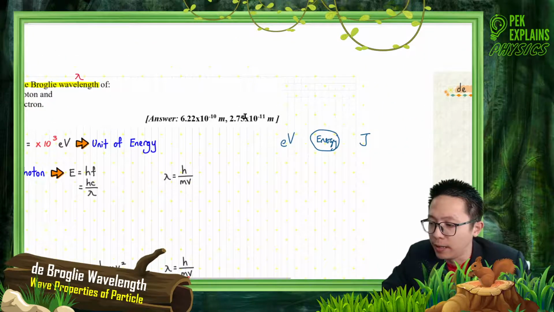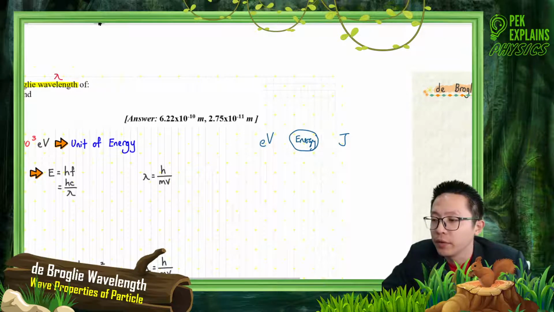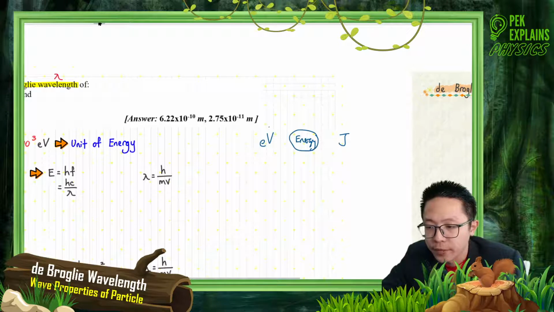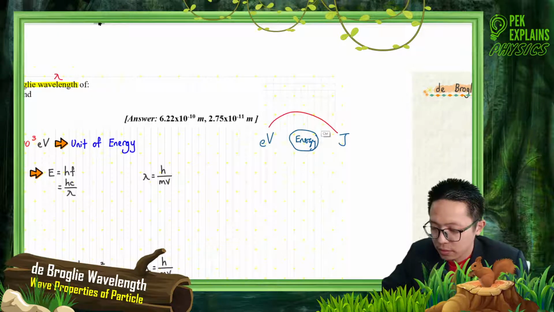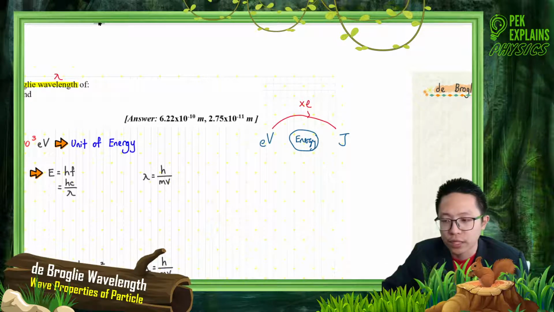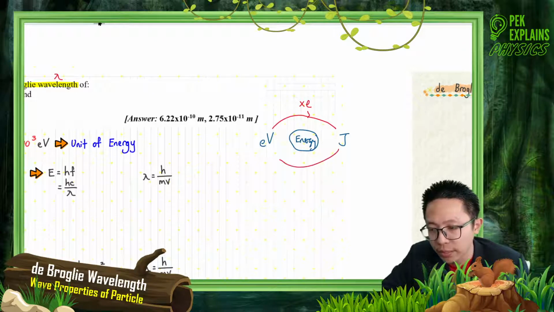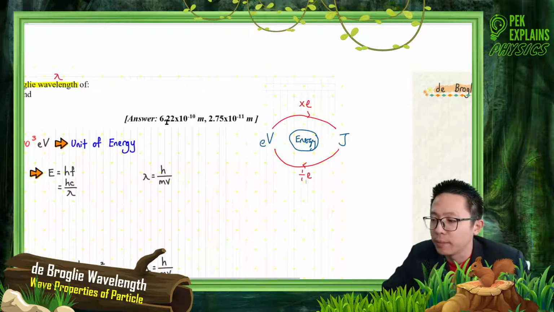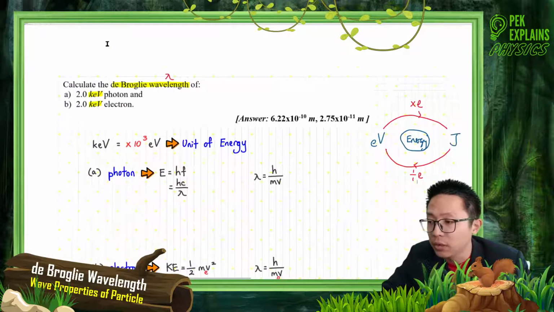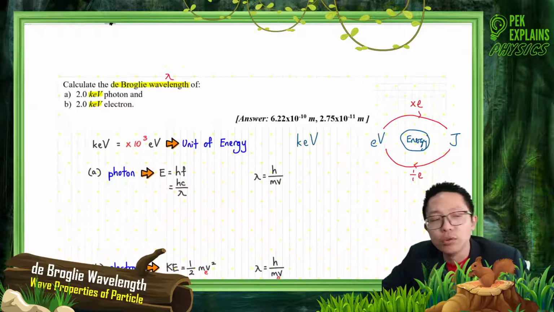Okay, first, let's talk about how to convert from electron volt to joule. From electron volt to joule, we multiply by the electron charge. We want to remove the electron, so we multiply the electron charge. If we want to convert from joule back to electron volt, we divide. But now it is kilo electron volt. So how do we convert kilo electron volt to joule? Kilo electron volt adds an extra step. We want to remove the kilo, isn't it?